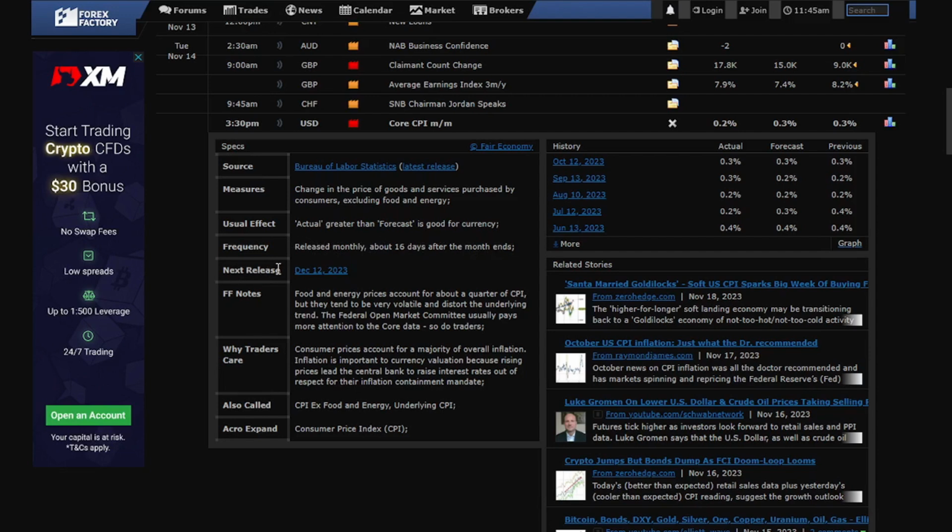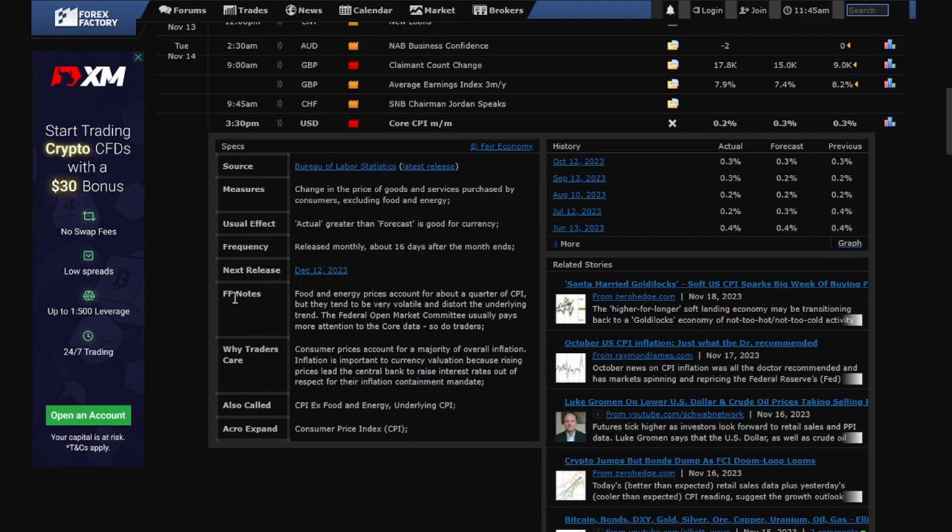Next release date. The next release date is on December the 12th, 2023. So on December 2023, you have to come back to Forex Factory and check on this date, December 12th, 2023, then you can trade the CPI news.